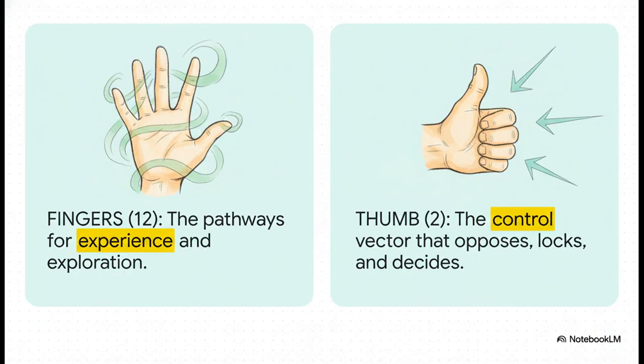Now, this is where it gets really interesting, the why behind the thumb being so different. The model basically says the 12 finger segments are for experience. They feel things, they explore the world. But the thumb, with only 2 segments, it's the control vector. It's like the boss. It's not there to wander around. Its job is to oppose, to lock things down, to make a decision. It gives you real authority over the other 4 fingers.